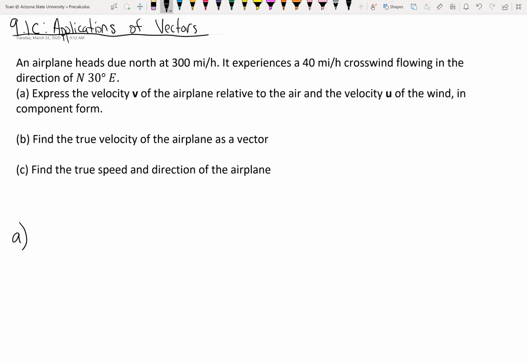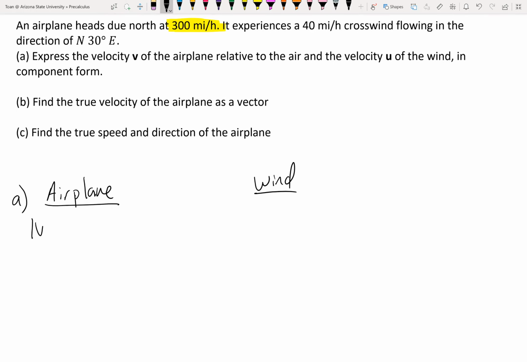So let's dissect all the information that they gave us, and I'll put them in two categories, airplane and the wind. If I reread the problem, it tells me the airplane heads due north at 300 miles per hour. I hope everyone can agree that that is an amount. If you ask how fast is the airplane moving, and someone said 300 miles per hour, that is an amount they told us. So they actually gave us the magnitude of the airplane, which the problem said to use v, as 300 miles per hour.